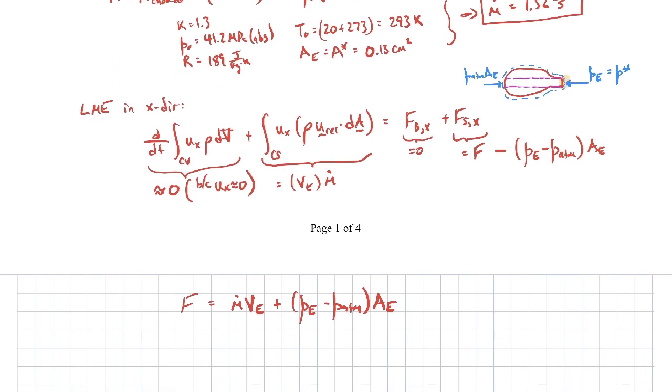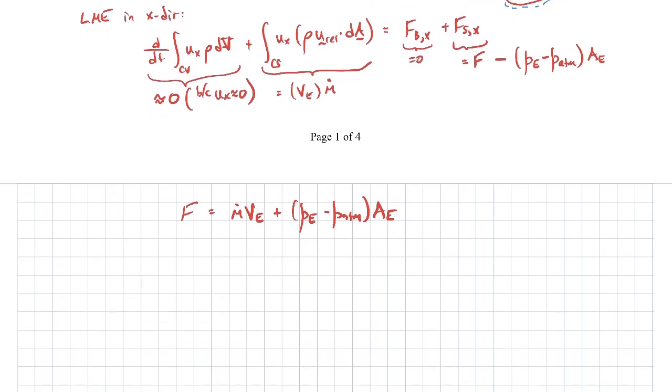We know the area of the exit. We said that's the sonic area. That was right up here. The only thing we don't know is the velocity at the exit. So we have to find that. So the velocity at the exit will be equal to the Mach number at the exit times the speed of sound at the exit, right? And then the speed of sound at the exit is the square root of kRTe. We're treating the carbon dioxide as an ideal gas.